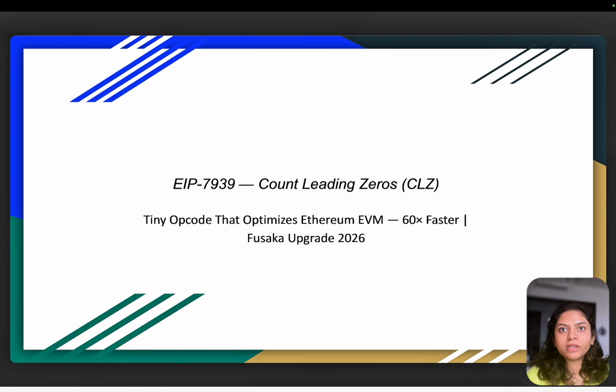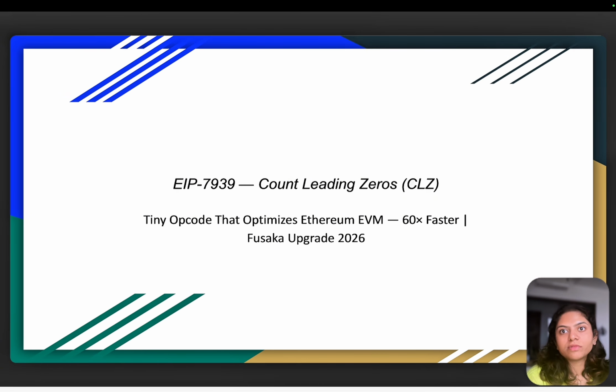Today I am breaking down one of the most underrated but insanely powerful upgrades coming to Ethereum: EIP-7939, Count Leading Zeros. It adds a new opcode called CLZ, count leading zeros. Sounds small, right? In the EVM world, this is massive. Think of it like giving a basic calculator the ability to do square root instantly instead of doing 50 small operations.